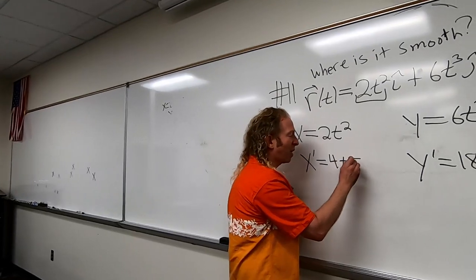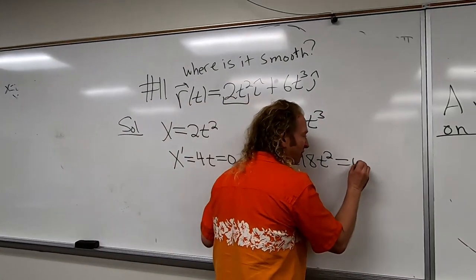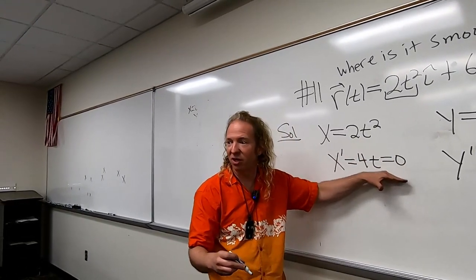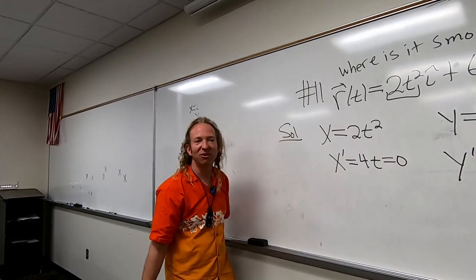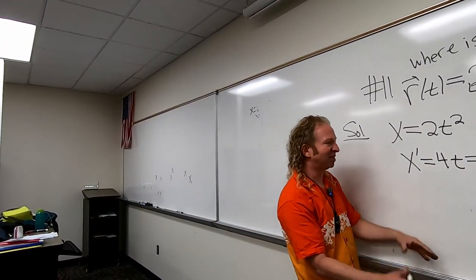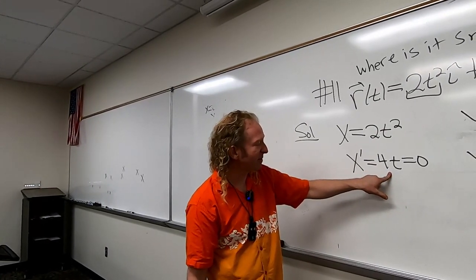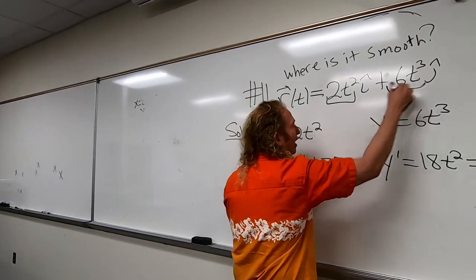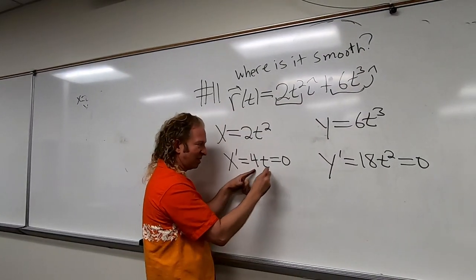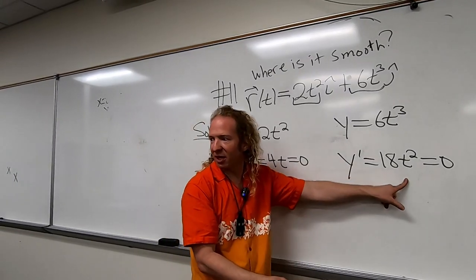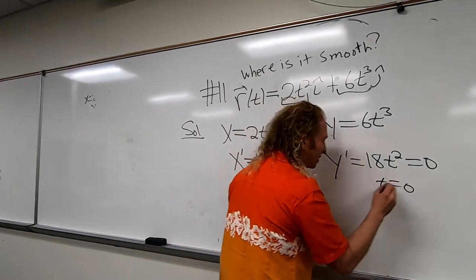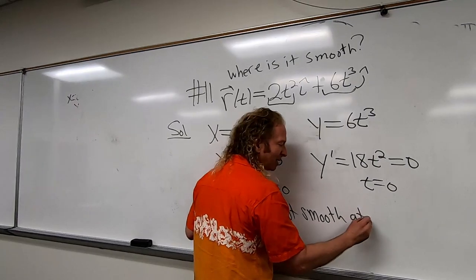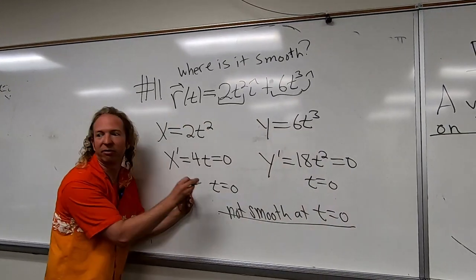Zero. So on this question, if you see this on a test, just take the derivatives and set them both equal to zero. They have to be zero at the same time, okay? This is like a system of equations, so they both have to be identically zero at the same time. This is zero whenever t is zero, and this also means t is equal to zero. So it's not smooth at t equals zero. That's where it's not smooth.